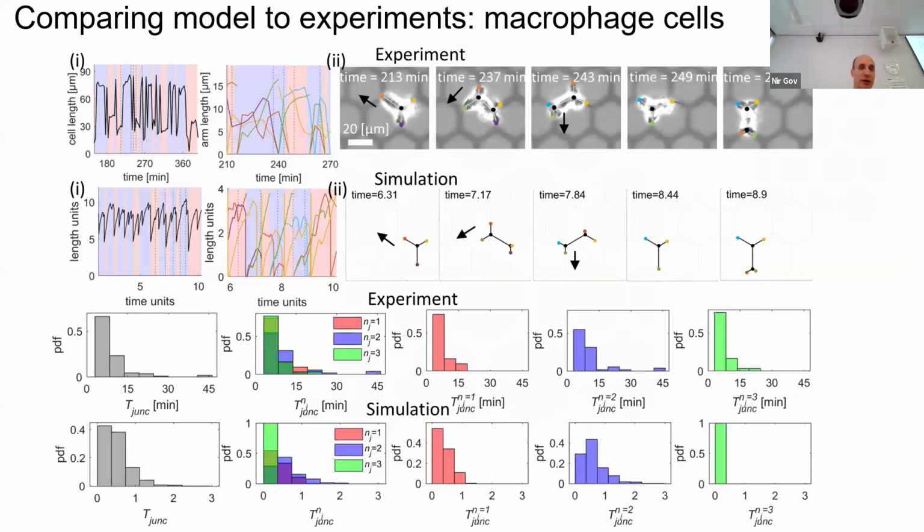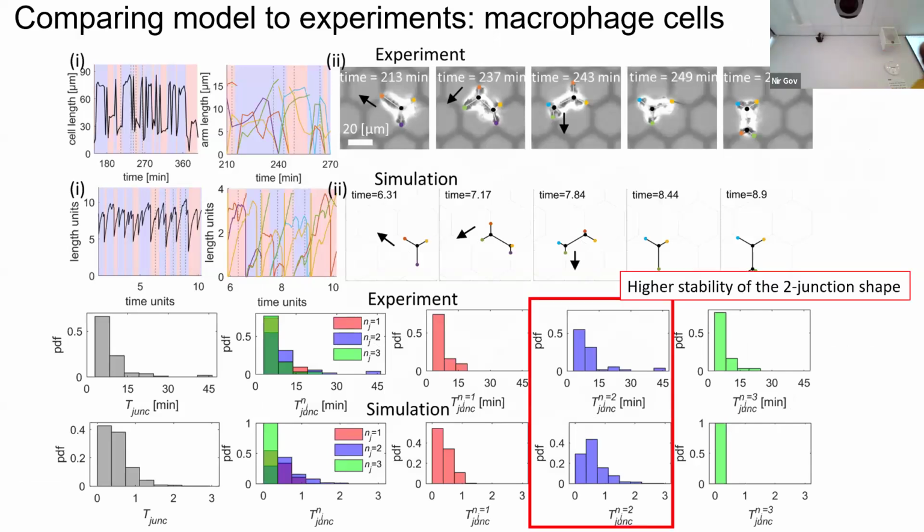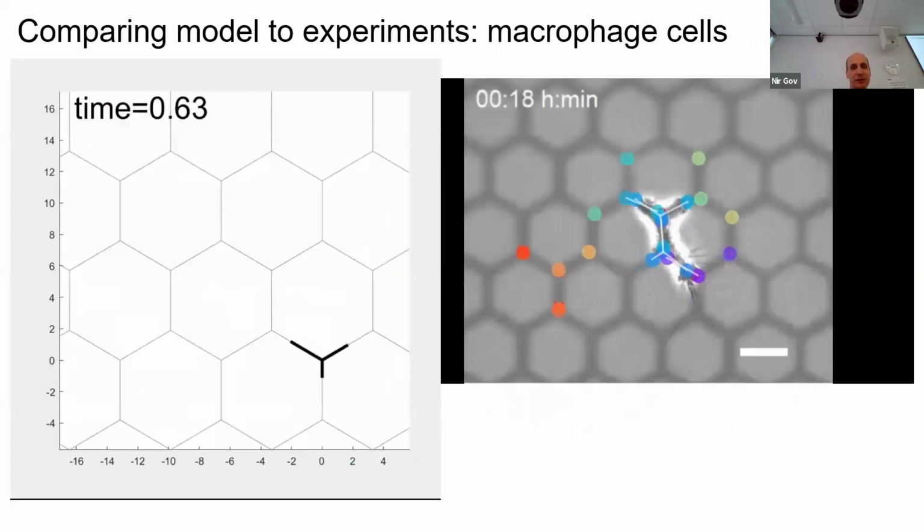By comparing the motion of macrophages, I think one nice comparison shows that the residency time over a two junction, which is objects like this, which span just two junctions, again, seem to be very stable in experiments, and they do have this longer tail also in the simulations compared to spanning just one junction or three junctions. So again, I think we can make some comparisons of this type.